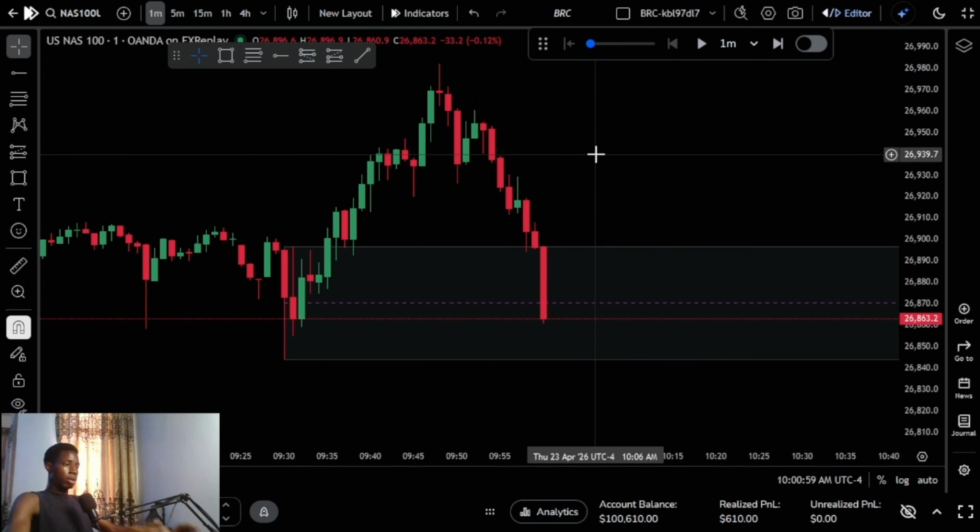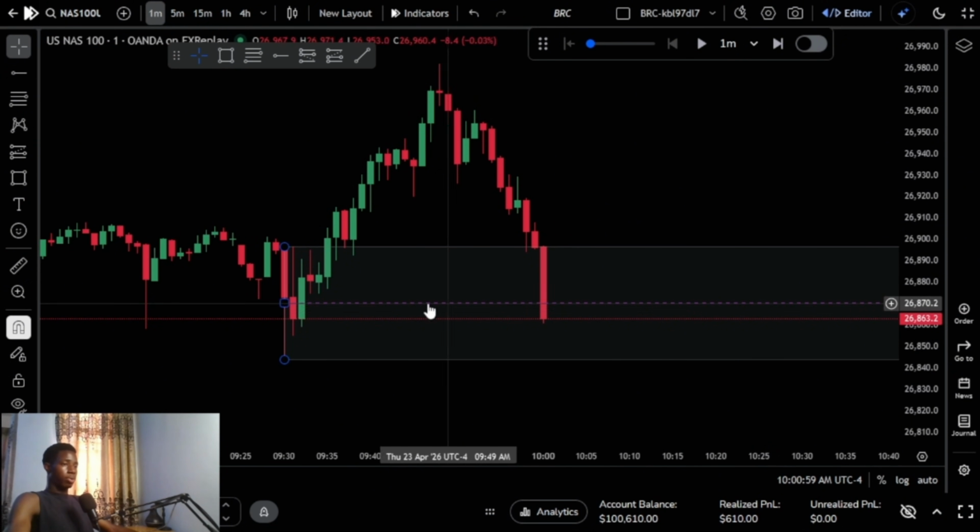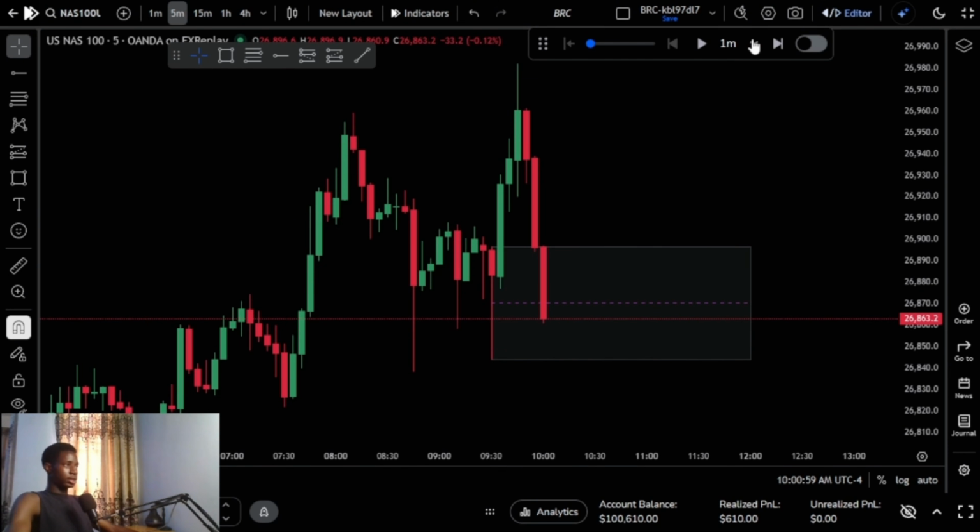Now, remember the rule. When we enter the midpoint, we look for a new break and retest. So now that we've passed the midpoint, I'm going back to the 5-minute time frame and I'm waiting for a new break and retest.